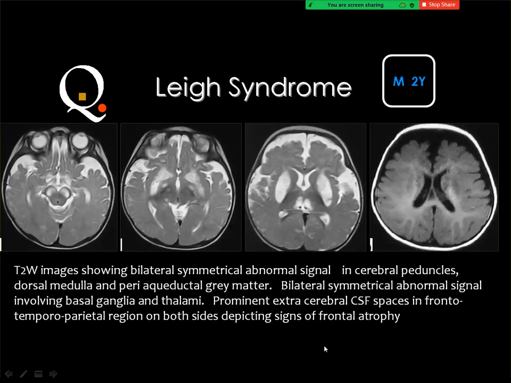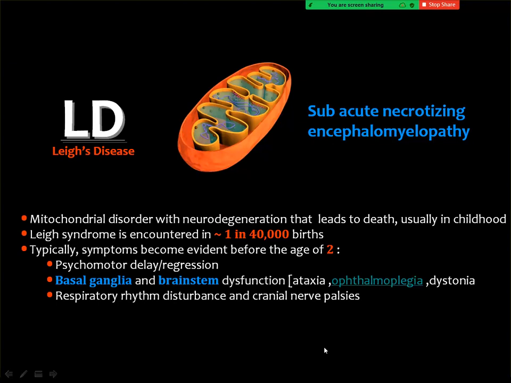And you know that Leigh syndrome is a mitochondrial disease that mainly affects the basal ganglia and the brainstem. Rarely it can cause white matter abnormalities. Its other name is subacute necrotizing encephalomyelopathy, and the age of presentation is usually around 2 years of age.